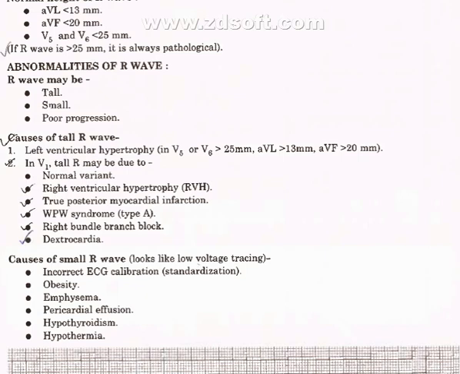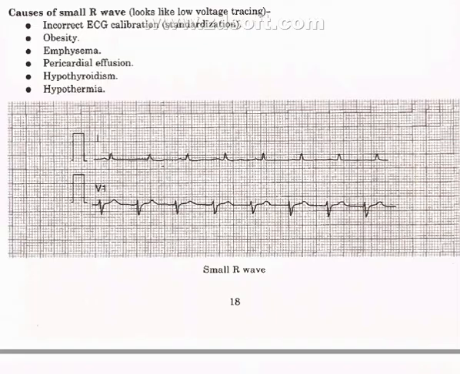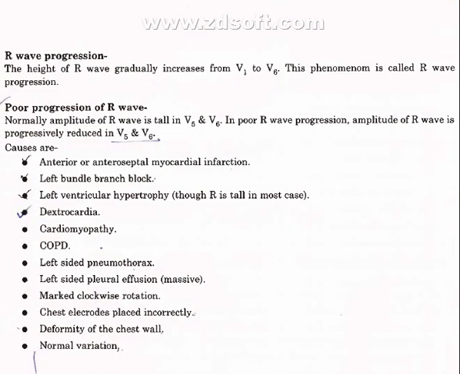Causes of small R wave: low voltage tracings, incorrect ECG calibration, that is standardization, obesity, emphysema, pericardial effusion, hypothyroidism, hypothermia. This is the ECG of a small R wave. Now, R wave progression. The height of R wave gradually increases from V1 to V6. This phenomenon is called R wave progression.